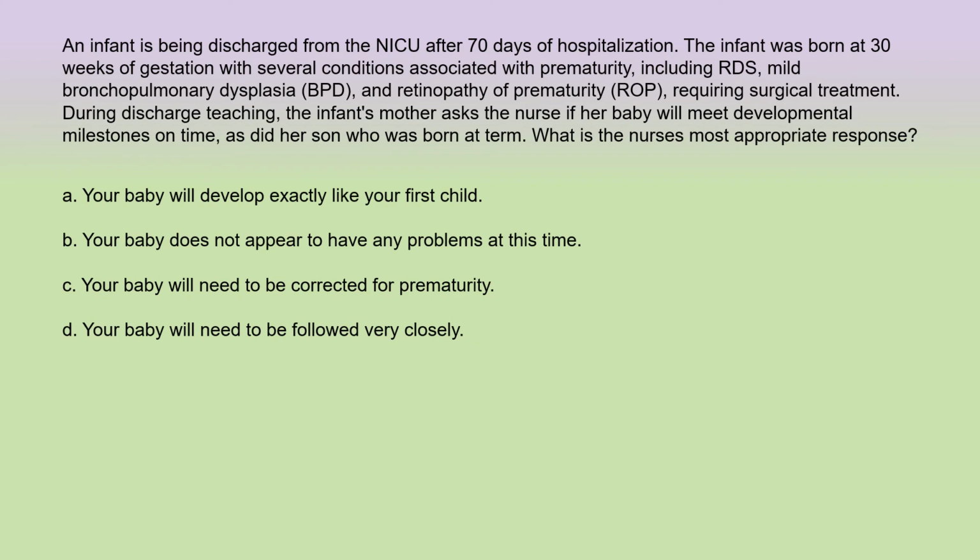An infant is being discharged from the NICU after 70 days of hospitalization. The infant was born at 30 weeks of gestation with several conditions associated with prematurity, including RDS, mild bronchopulmonary dysplasia, BPD, and retinopathy of prematurity, ROP, requiring surgical treatment. During discharge teaching, the infant's mother asks the nurse if her baby will meet developmental milestones on time, as did her son who was born at term. What is the nurse's most appropriate response?